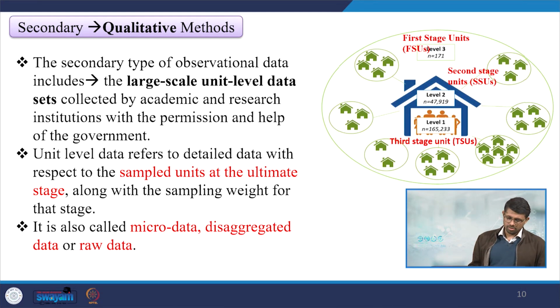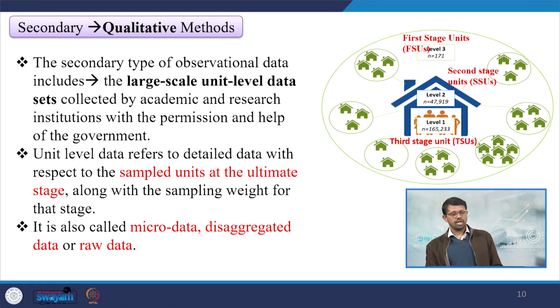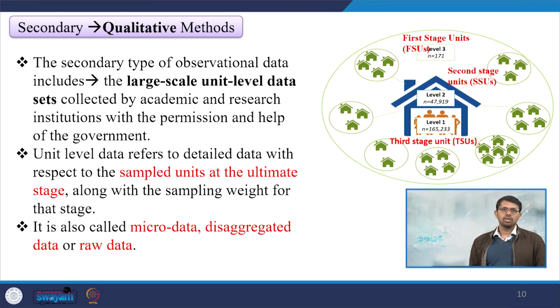Secondary data, as I already mentioned, is usually the large scale unit level data sets collected by academicians or by research institutions or the Government of India with all possible aspects including ethical clearance, etc. So, unit level data refers to detailed data with respect to the sampled unit at the ultimate stage along with the sampling weight for that stage. As we have also discussed this aspect in my lecture on handling large scale data.